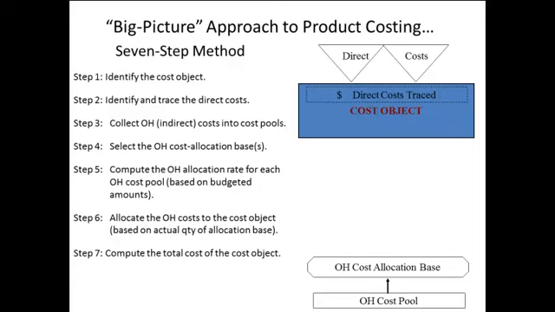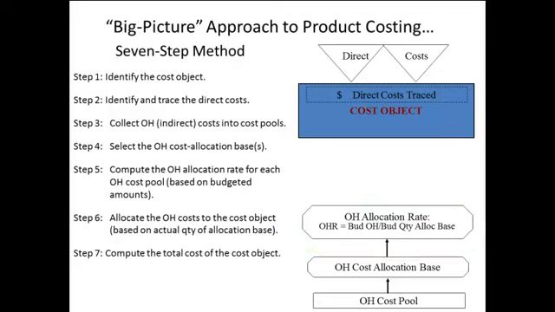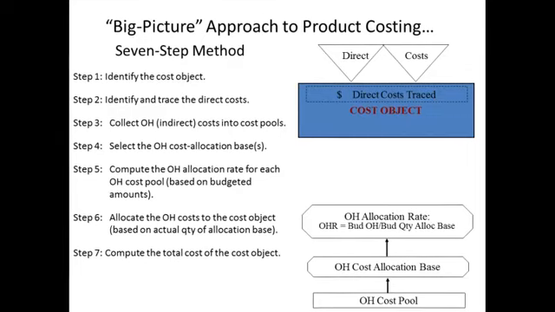Once you've chosen an allocation base, you compute the overhead rate that will be used to allocate overhead to the products throughout the year. This rate is computed at the beginning of the year, and it's based on budgeted amounts. So at the beginning of the year, you budget the total amount of overhead that you think you're going to have. You then also budget or estimate the total amount of your allocation base that you think you're going to have. So for example, you would estimate the total amount of labor hours that you would be using in the coming year. You take the budgeted overhead and divide by the total amount of the allocation base, and that gives you a rate. It's called the overhead rate, or sometimes I refer to it as the POHR, the predetermined overhead rate, predetermined to indicate that it's done at the beginning of the year.